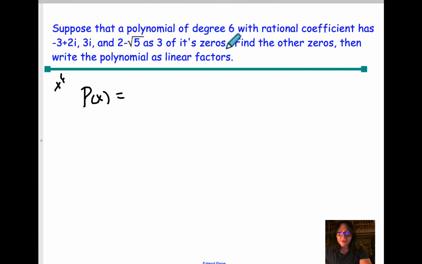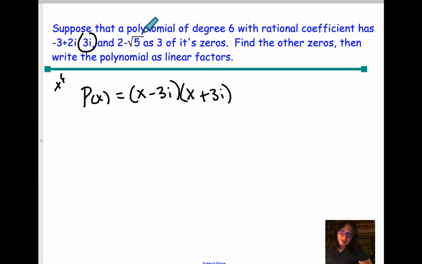As 3i is one of the zeros, find the other zeros right there. Okay, so this is what it's saying. I've got 3i, so I'm going to start with the 3i. That means that I've got x minus 3i. Now, that is an imaginary number, so my other one is going to be x plus 3i, okay?